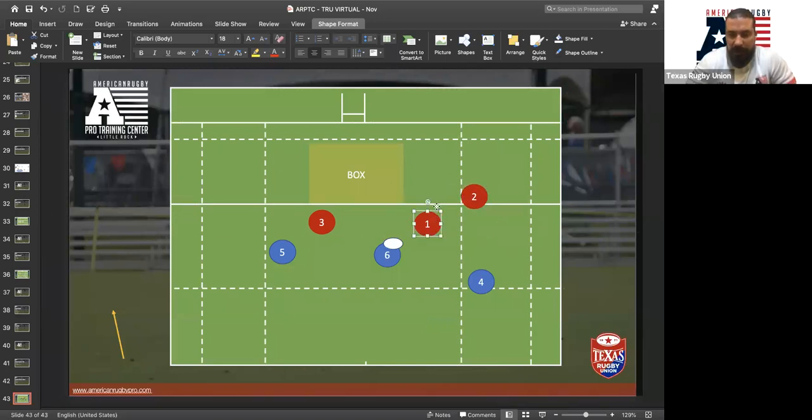How many times have we seen it where, let's say, the 3 comes in and the 1 comes in at the same time, and they both come in off their feet because they're not balanced or organized? Because maybe we don't have that ruck policy in place.